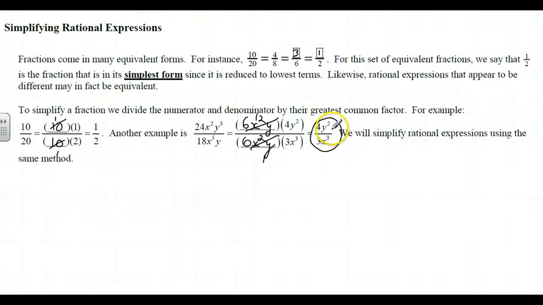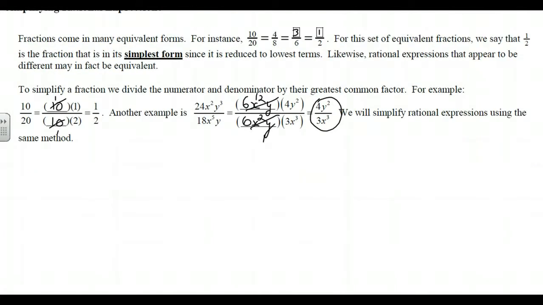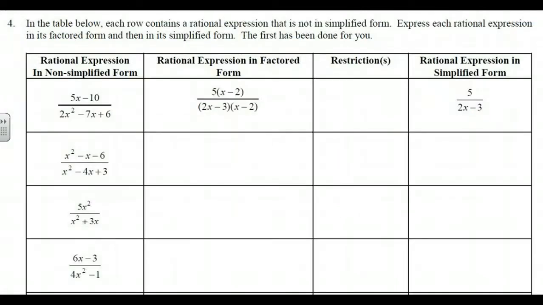So, simplest form, you cannot have an x on the top and an x on the bottom. You cannot have two even numbers, right? You can't have a 9 and a 3. You would need to reduce that. If there are any common factors left, then you didn't find the greatest common factor, and you need to keep simplifying until you cannot simplify anymore.